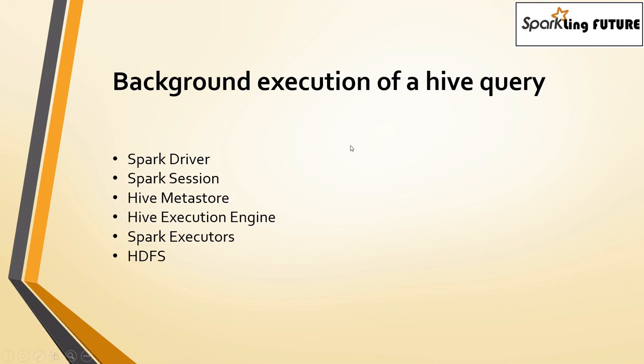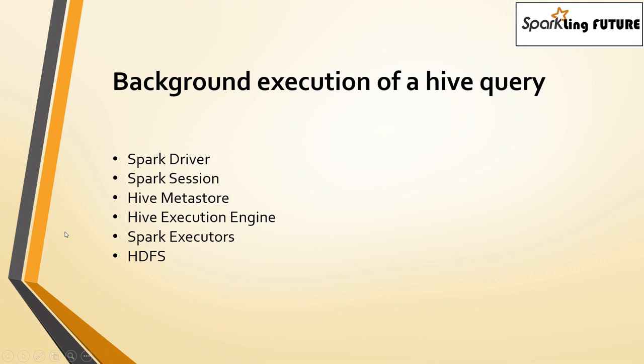Next one coming is the Hive Metastore. The Hive Metastore is a central component that stores the metadata about Hive tables, partitions, columns, and any other database related information. When executing a Hive query from Spark, the Spark SQL module interacts with the Hive Metastore to retrieve the metadata for Hive tables, and it optimizes the query execution.